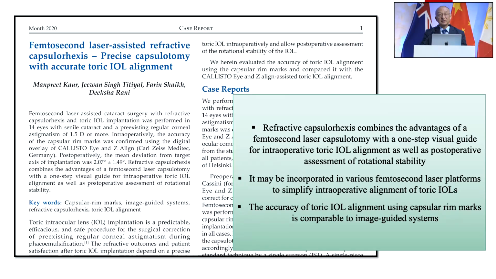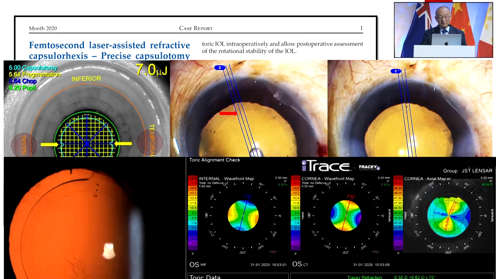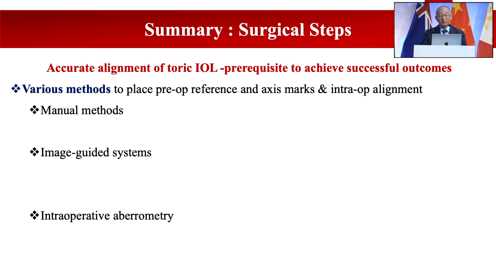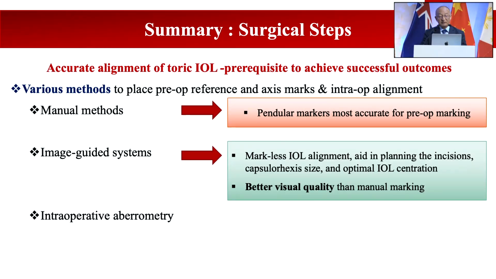Some of the femtosecond laser devices also, you can make a little bit of a nudge into the capsular axis area, and that is the orientation of the lens. And it matches correctly with the orientation of the image guided system also, and it can give you a much better orientation. To summarize the surgical aspects, I think you can look into manual methods, where the pendulum may be the best way to mark your reference axis. In these cases, image-guided systems are better in terms of getting better visual quality.